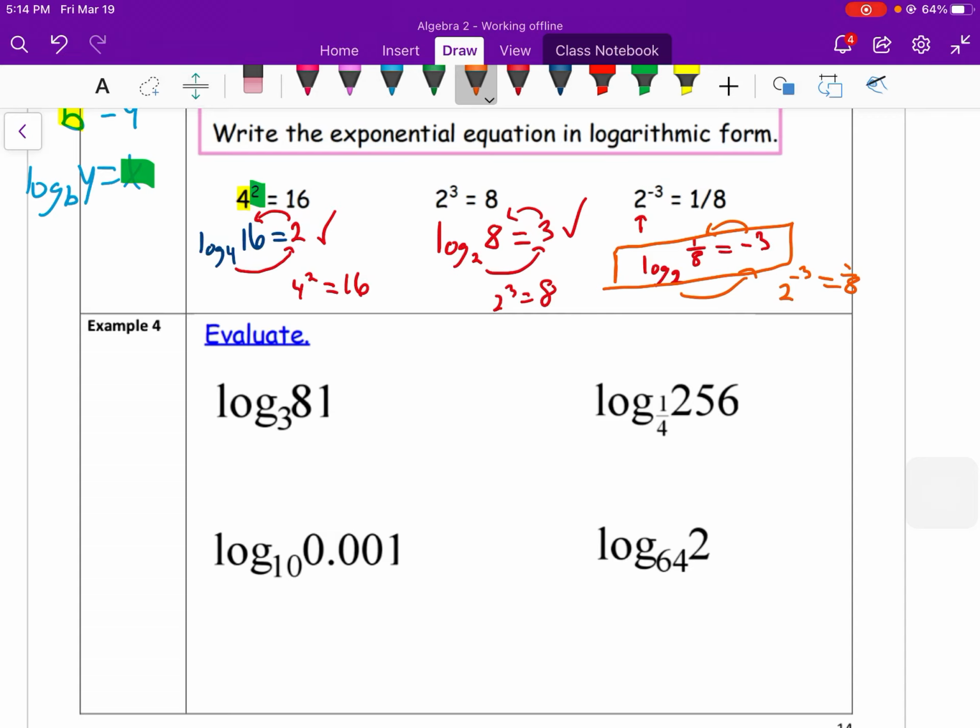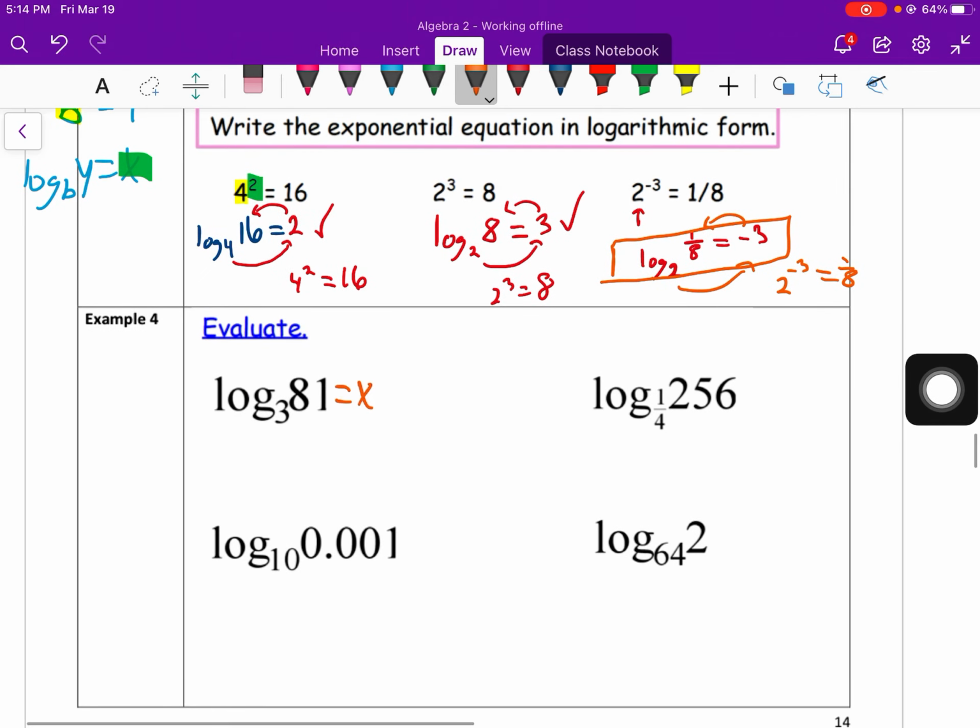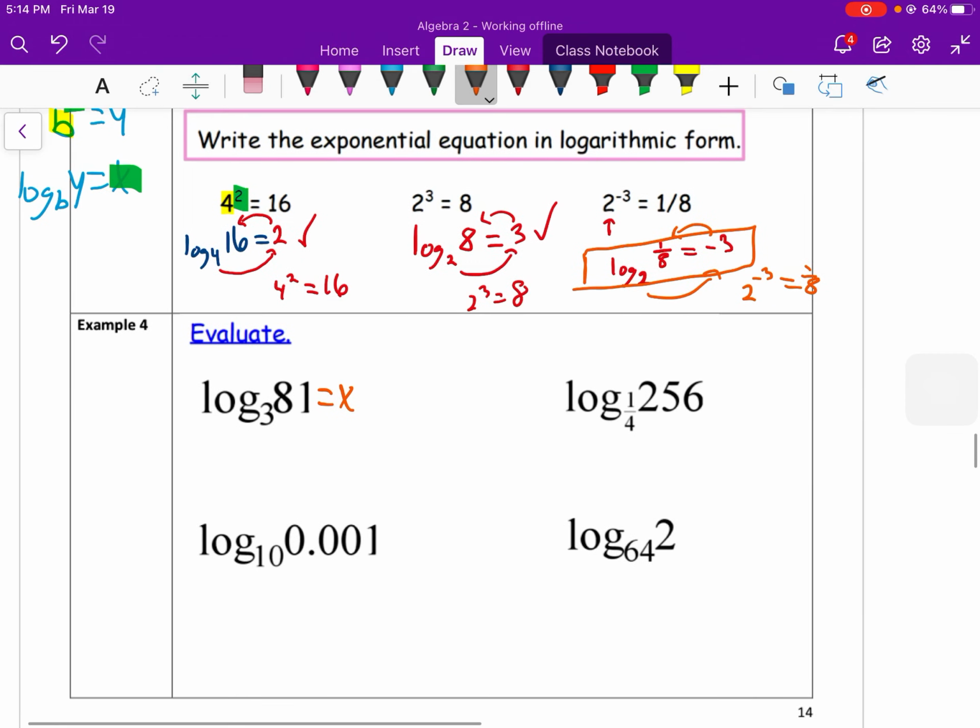All right, let's evaluate these. So it's log base 3 of 81, and we're evaluating, so we're going to set it equal to our unknown x. This will now become more clear. We're going to go through the same steps. So 3 to the power of x equals 81. We can do this mentally. I hope. If not, we're going to practice it right now.